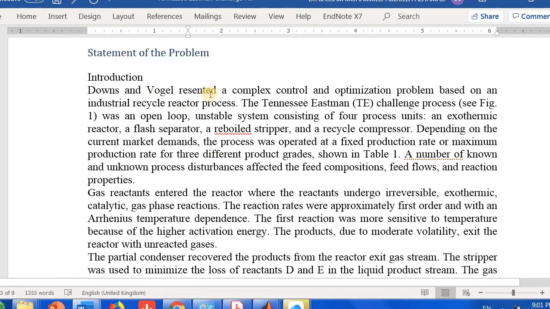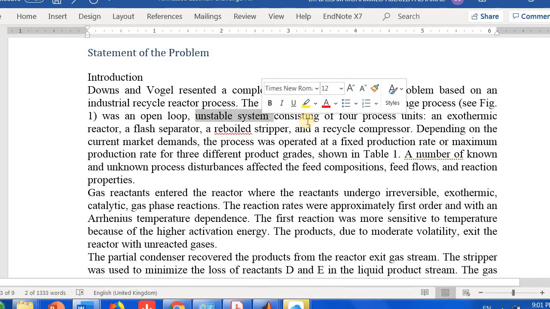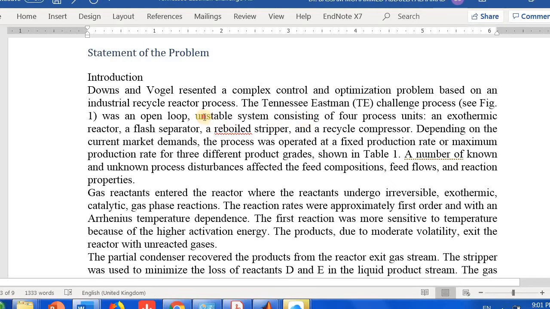Beautiful. So Downs and Vogel represented a complex control and optimization problem of the Tennessee Eastman industrial recycle reactor process. And this consists of an unstable system. It is unstable. Believe me, it's unstable. You're going to suffer. Sorry, I don't mean that, but it is unstable, and it's not going to be an easy task. But I'm sure that you are engineers and you can do it. As always, my students prove that they always can do it.